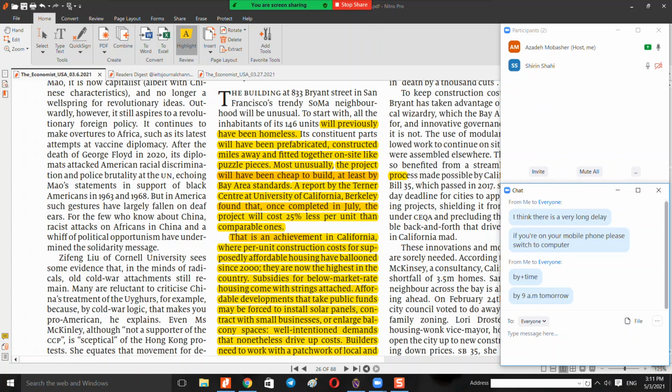I said that future perfect is will have been, will have been cheap to build. I highlighted this sentence. Can you see it? The project will have been cheap to build. And the timing is here, in July. They're talking about July. July is in the future. July hasn't come yet. So we're talking about the future.